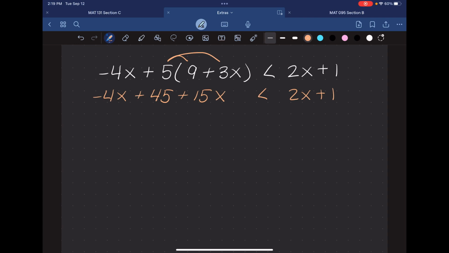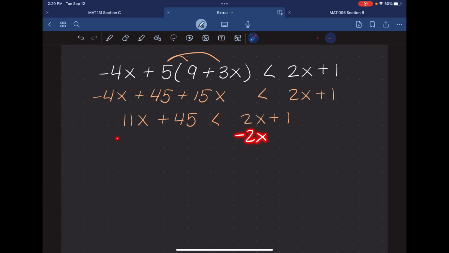Then we combine like terms. The negative 4x and 15x give us an 11x. And then we have plus 45 less than 2x plus 1. And now we're going to compare this to as if we had an equal sign right here. Well, if we had an equal sign right here, you would probably subtract off this 2x from both sides and kind of keep working down. And so we're going to do the exact same thing. We're going to subtract 2x, subtract 2x. And so we get 9x plus 45 is less than 1.